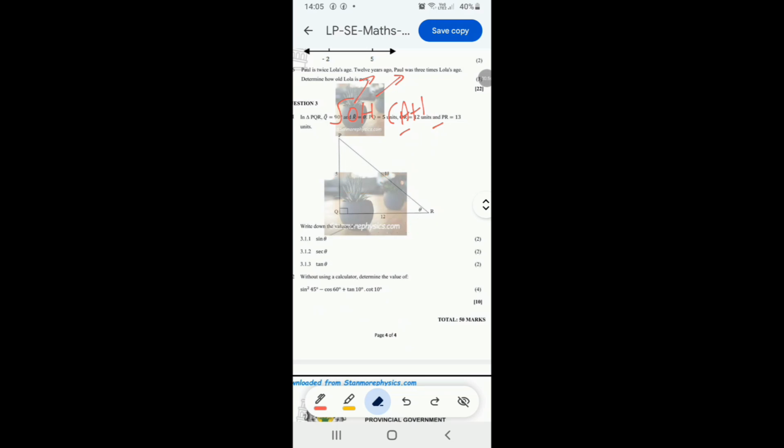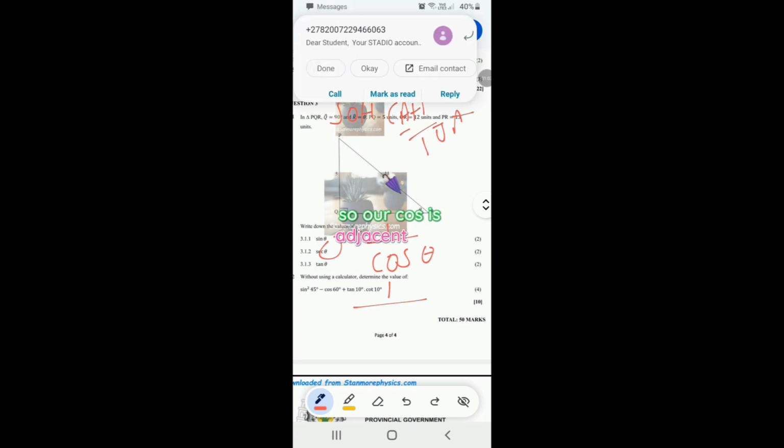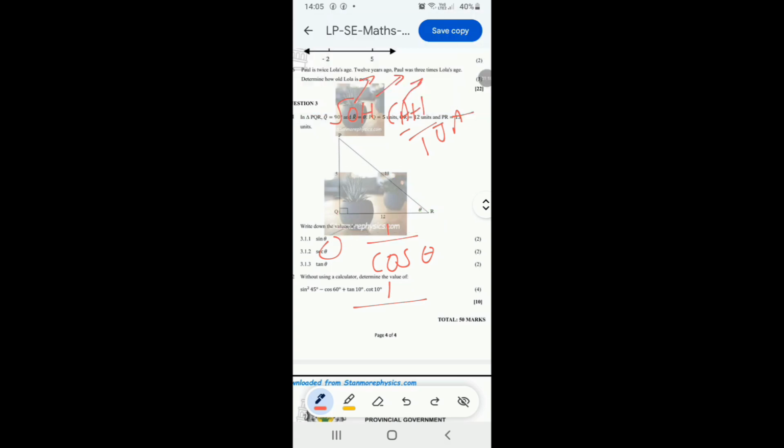Let's go to sec. Sec, we look at the third letter, so it's going to be 1 over cos theta. Cos is adjacent over hypotenuse. So if this is theta, this is adjacent and this is hypotenuse. Adjacent is 12, hypotenuse is 13. So our answer is going to be vice versa, 13 over 12. Or you can simply punch your calculator and you are going to get 13 over 12.